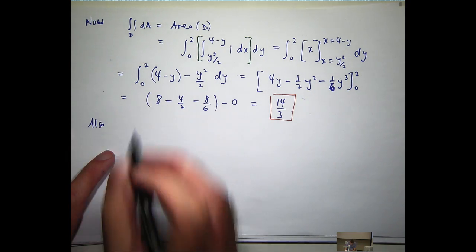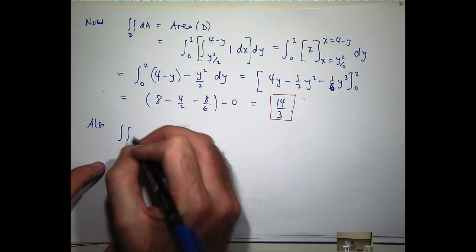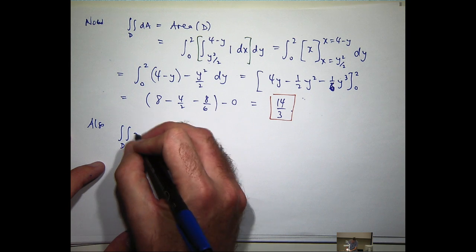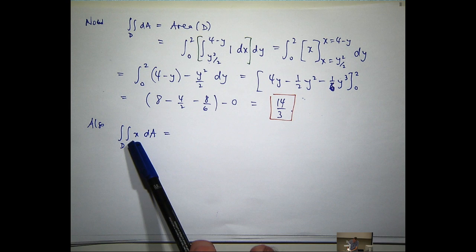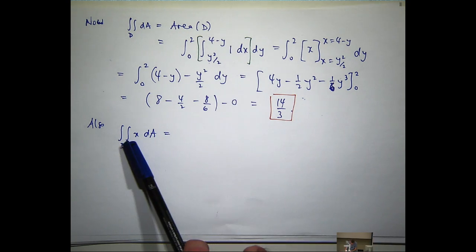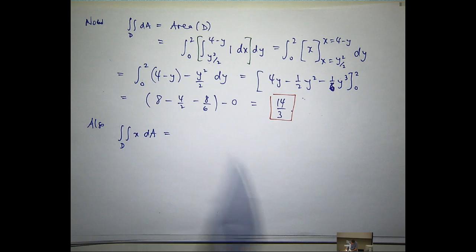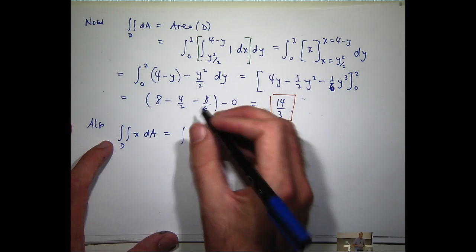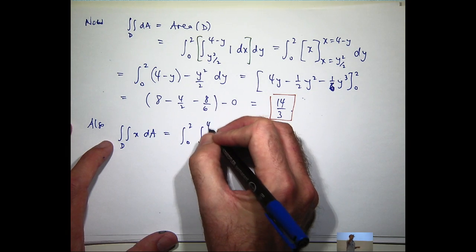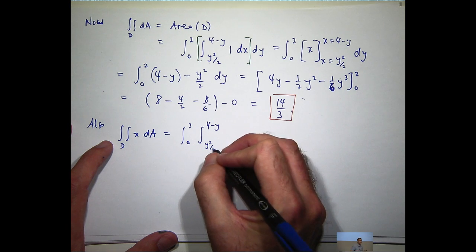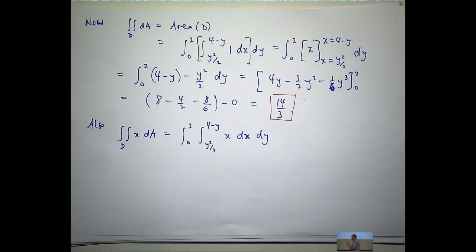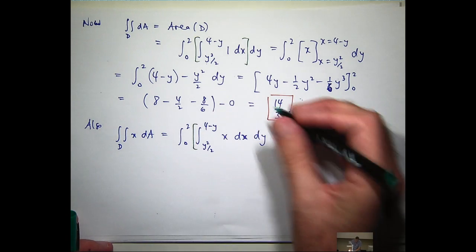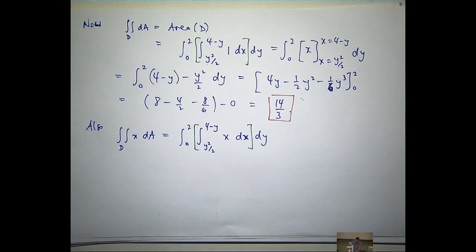Okay, so we will just set up the integral the same way. We've just changed the 1 here to an x. The integrand's a little bit different. The thing we're integrating is just slightly different. So the limits of integration are still the same. We do the inside integral first, and then we move on to the outside integral.